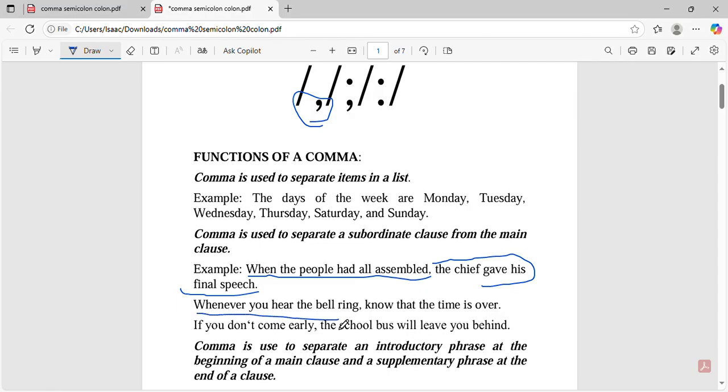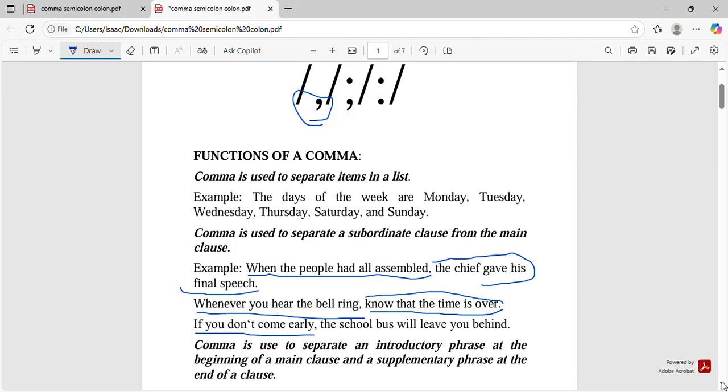And you can see other examples. Whenever you hear the bell ring, know that the time is over. So this one is your main clause. This one is the subordinate clause. If you don't come early, the school bus will leave you behind. So if you don't come early is the subordinate clause. So there has to be a comma before the main clause.